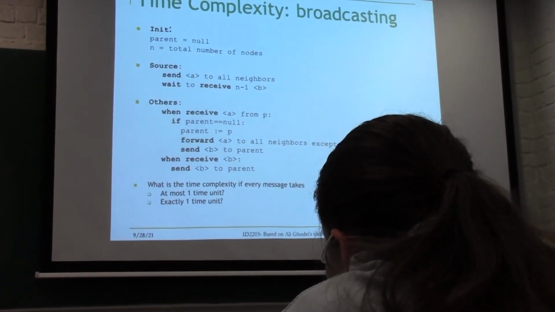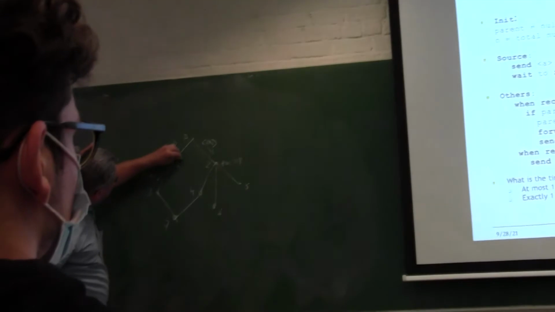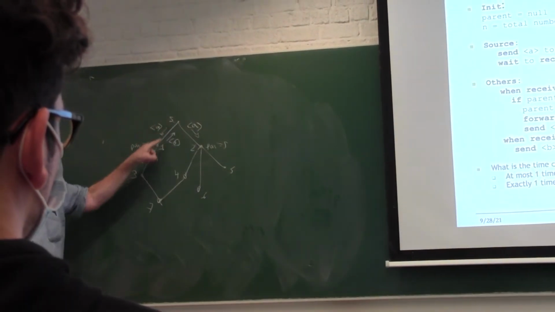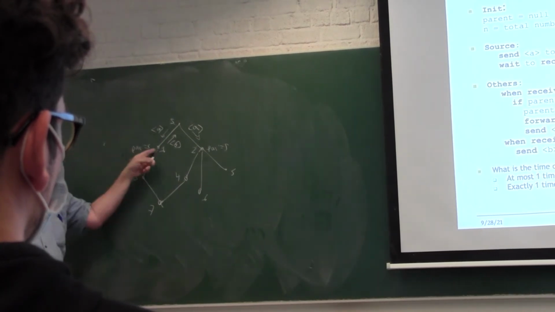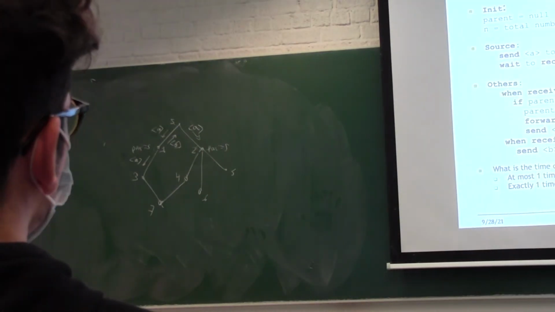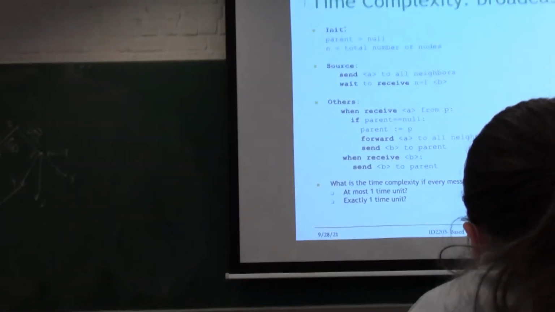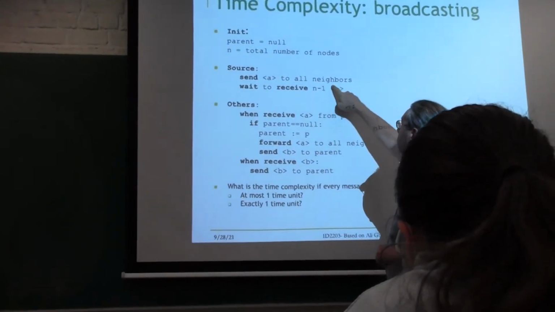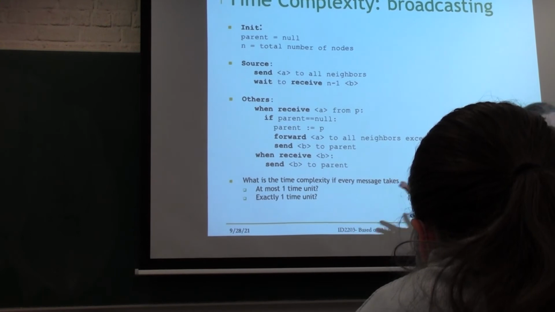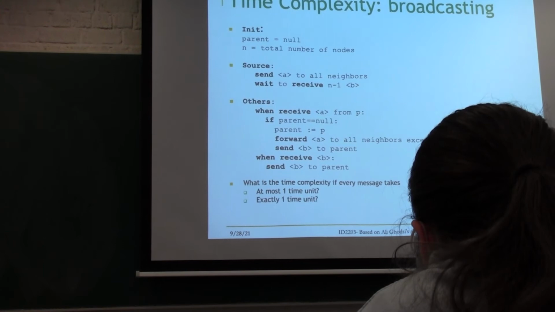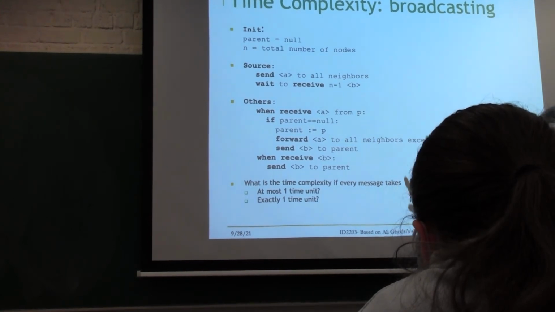So I send A downwards, and I send B back up. The B is telling the source that I got the A, okay? All the B's are going to go back up to the source. So when the source receives n minus 1 B's, it knows that the whole algorithm is finished, right? Because there's n nodes in all. So then the source can say everybody received the message. Now we're assuming no failures here.